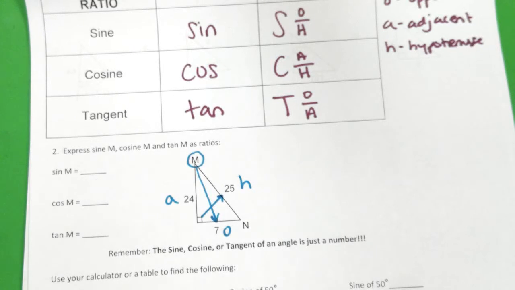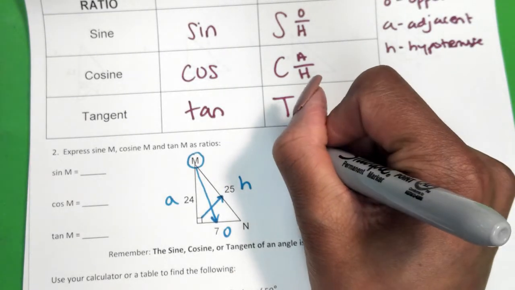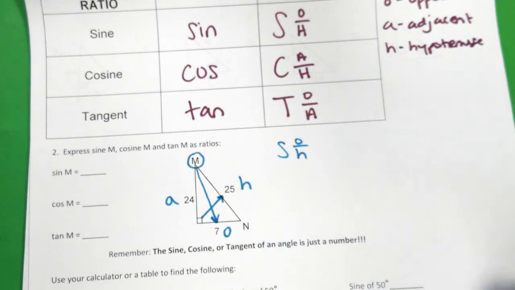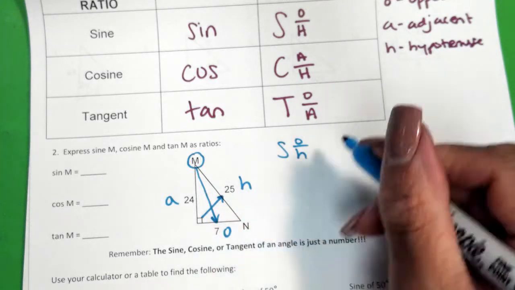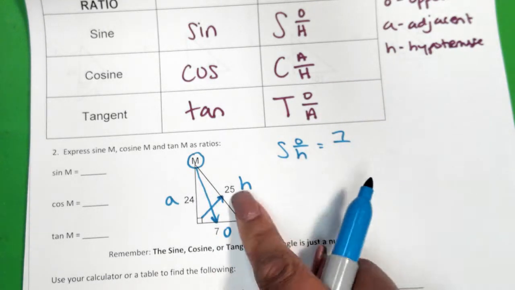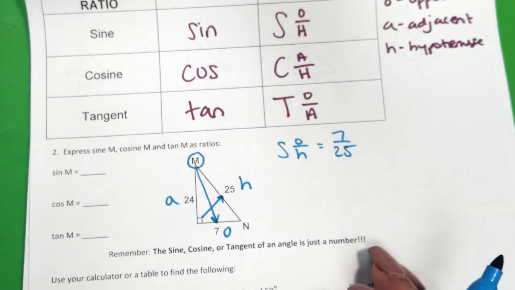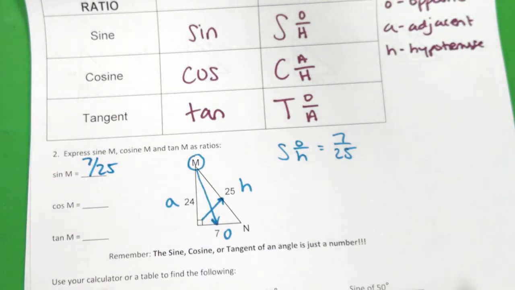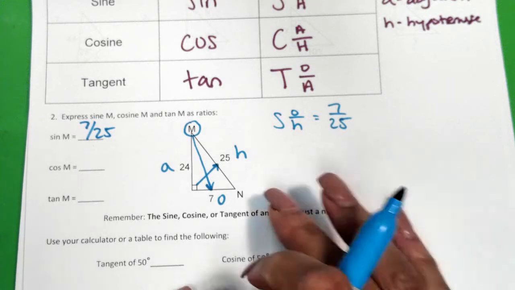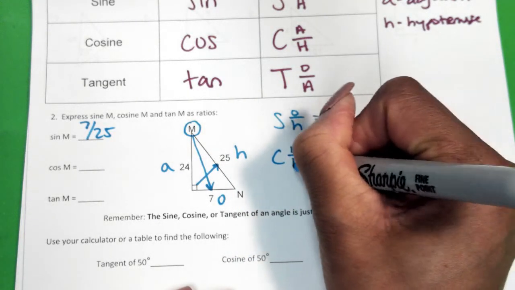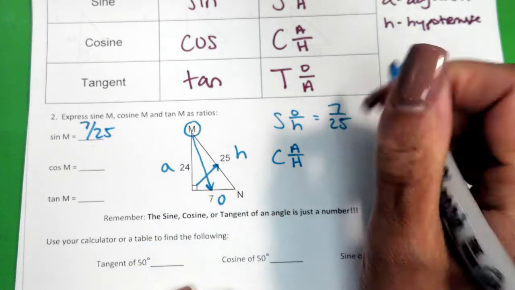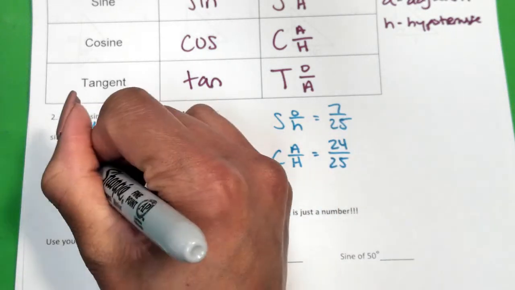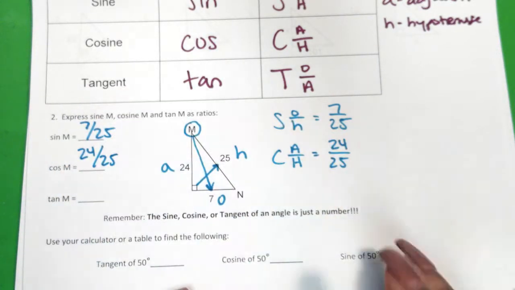So sine, when we said sine, is opposite over hypotenuse. What's opposite? That would be 7, and then hypotenuse is 25. So sine of M is 7 over 25. See how that works? Cosine M is adjacent over the hypotenuse. Adjacent would be 24 and your hypotenuse is 25, so cosine is 24 over 25.